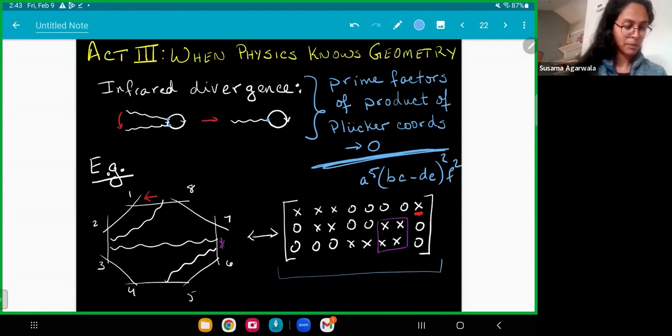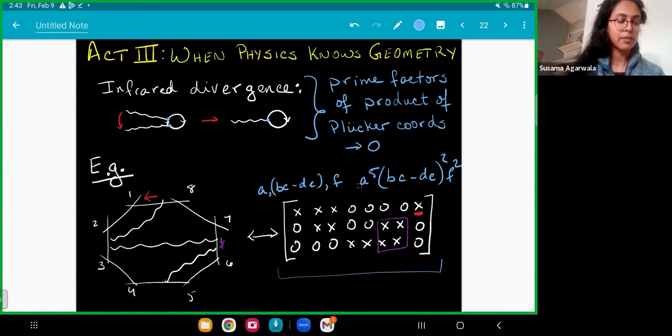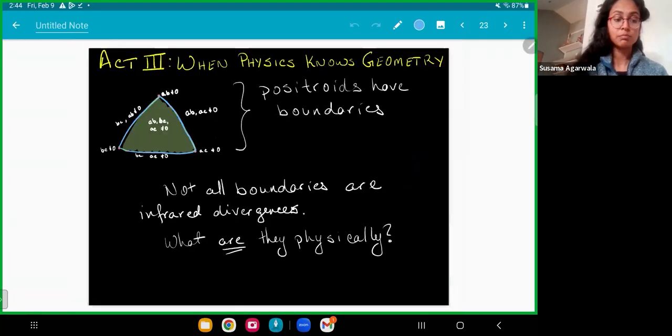So what are my prime factors? It's going to be a, bc minus de, f. Those are my three prime factors. That's what I mean. So somehow my infrared divergences understand how to take this polynomial as formed by multiplying all of my Plücker coordinates together and then just looking at their prime factors. Again, there is some deeper connection here that I just don't know how to find out more about.